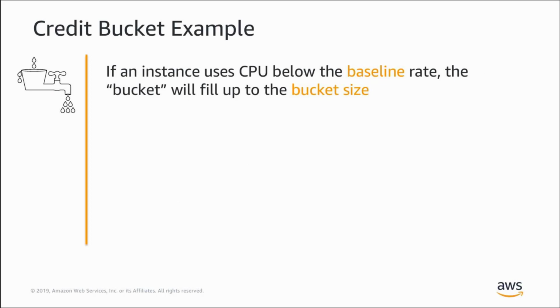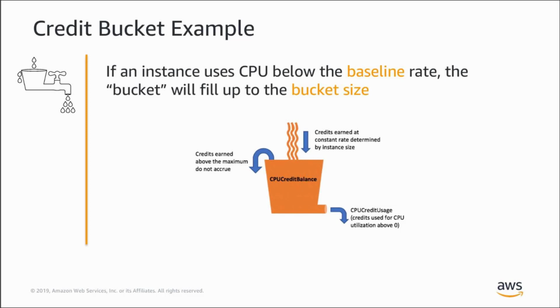So we talked about this as a bucket. We think this is kind of a nice way to understand how the credit model works. If an instance uses the CPU below the baseline rate, so say your baseline rate is 30% and you're using it at 20%, that means you're actually earning more credits than you're spending. So this will fill up and accrue on your instance, up to the bucket size, which depends on the instance size that you pick.